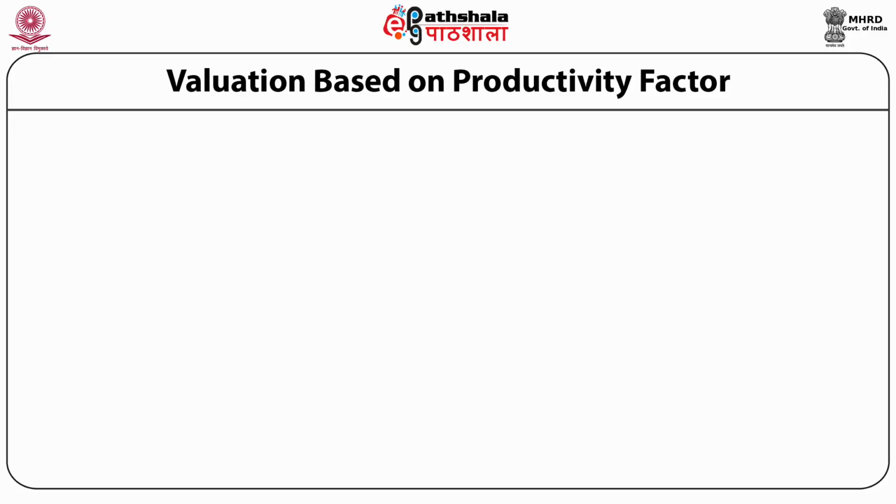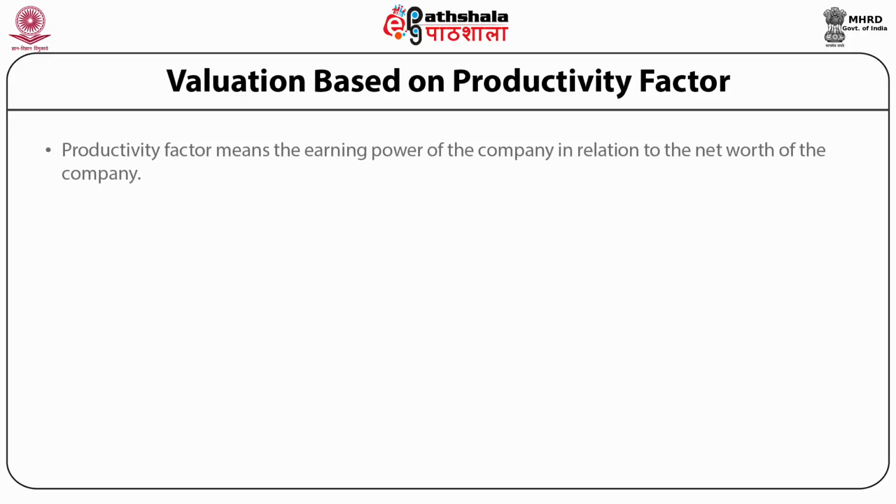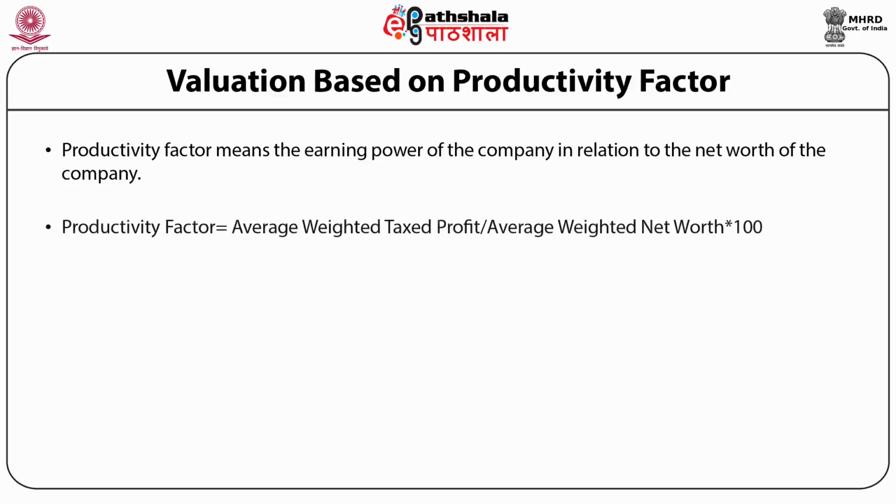Valuation based on productivity factor. Productivity factor means the earning power of the company in relation to the net worth of the company. It is calculated as follows. Productivity factor is equal to average weighted tax profit divided by average weighted net worth multiplied by 100. Average profit and average net worth are ascertained by taking a number of years whose results are relevant to the future.